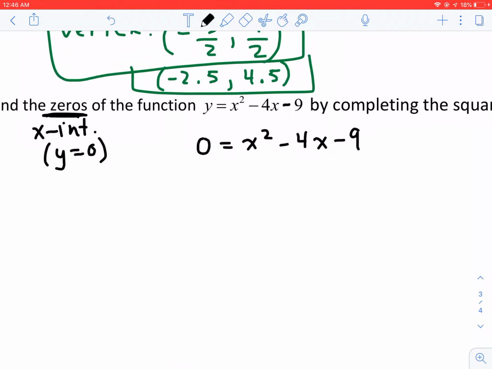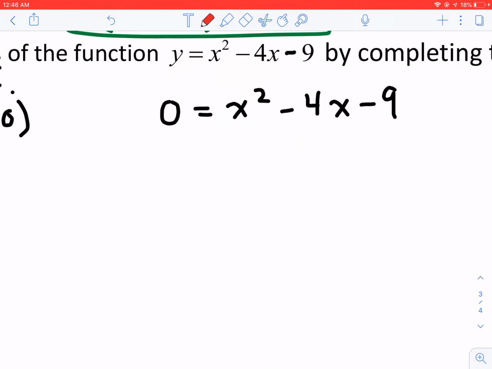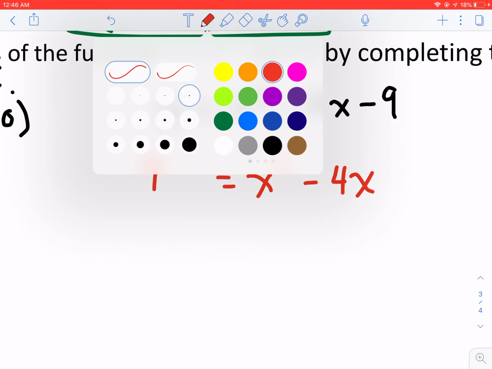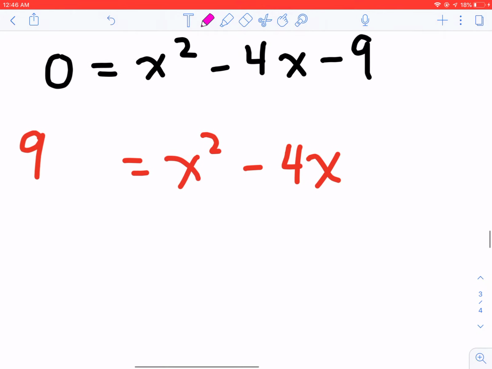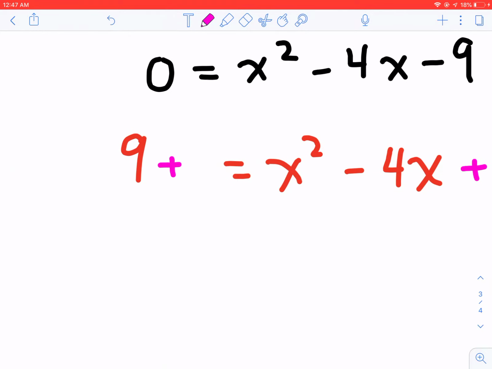So if I ask you to find the zeros of a function, not just getting into vertex form, we're going to solve this by completing the square. The steps are very similar. We're going to add 9 to both sides. We get 9 equals x squared minus 4x. To complete the square, we add half of this middle value, squared. So I'm going to add negative 4 divided by 2, which is negative 2. Negative 2 squared is 4. I'm going to add 4 to both sides.